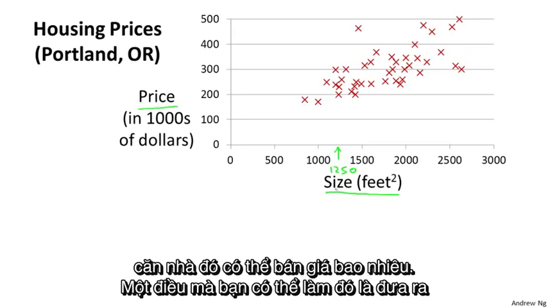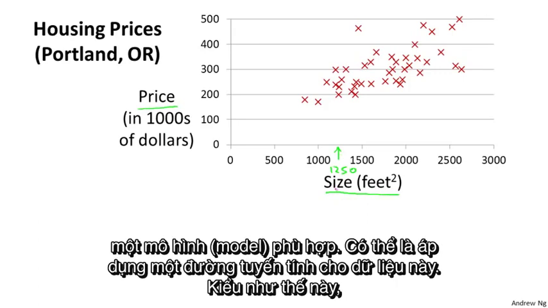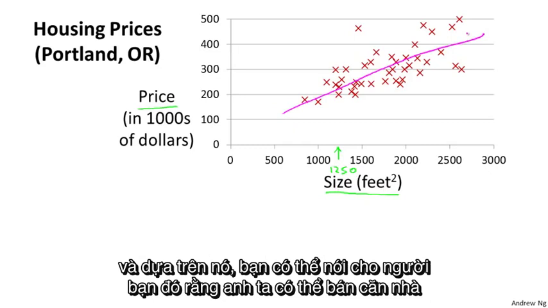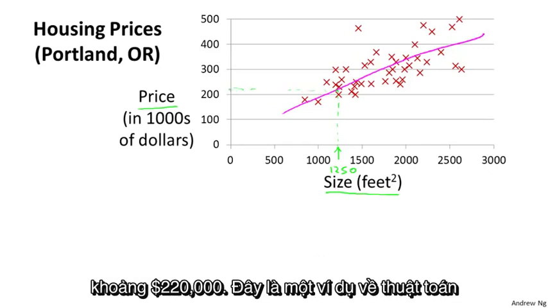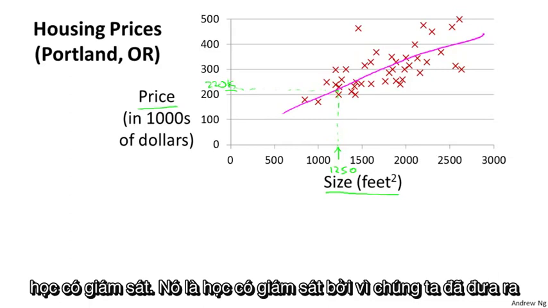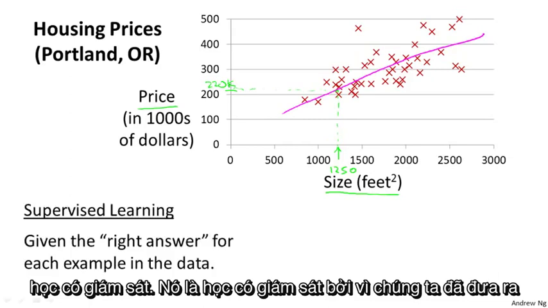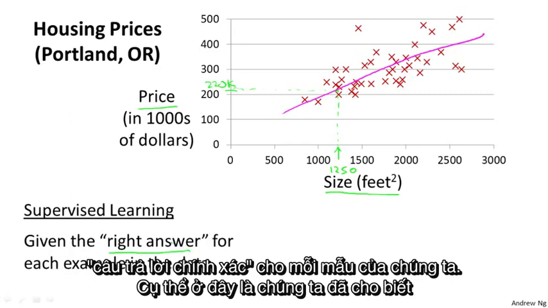Well, one thing you could do is fit a model, maybe fit a straight line to this data. That might look something like that. And based on that, maybe you could tell your friend that it looks like they can maybe sell the house for around $220,000. So this is an example of a supervised learning algorithm, and it's supervised learning because we're given the "right answer" for each of our examples.